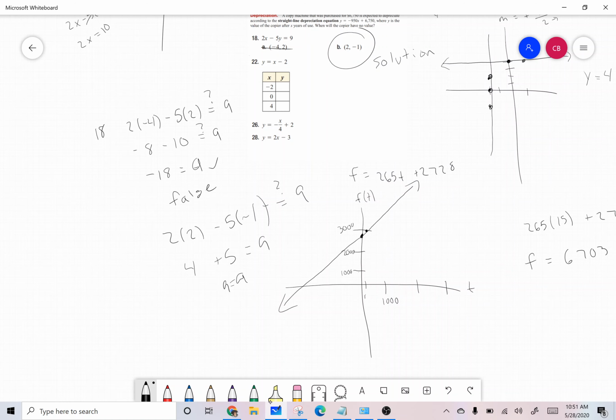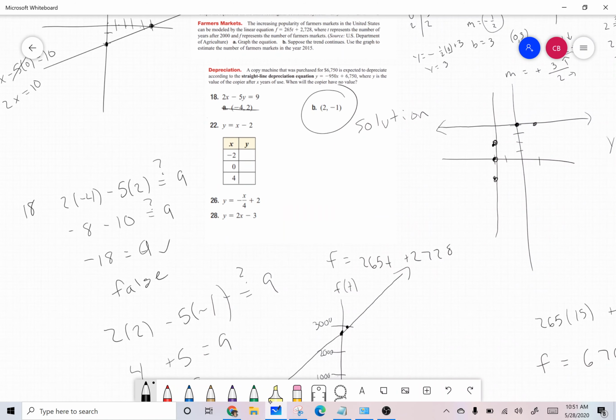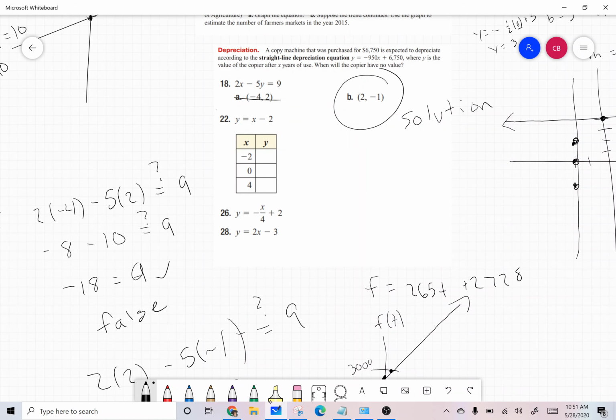If we wanted to do the next one, another way you could graph, guys, you could do a t-table. We have x minus 2, so this is negative 2 minus 2, which is negative 4. We have 0 minus 2, which is negative 2, and we have 4 minus 2, which is 2. Okay, and then for the last two, guys, I'd recommend we use m. M in the first one is negative 1/4.